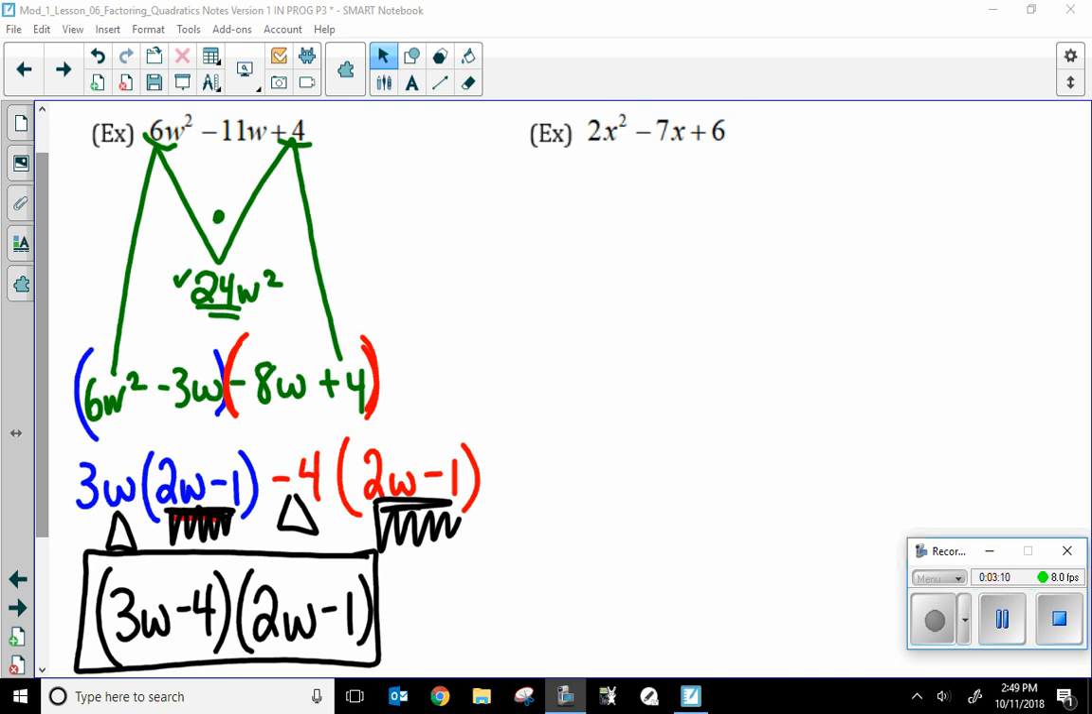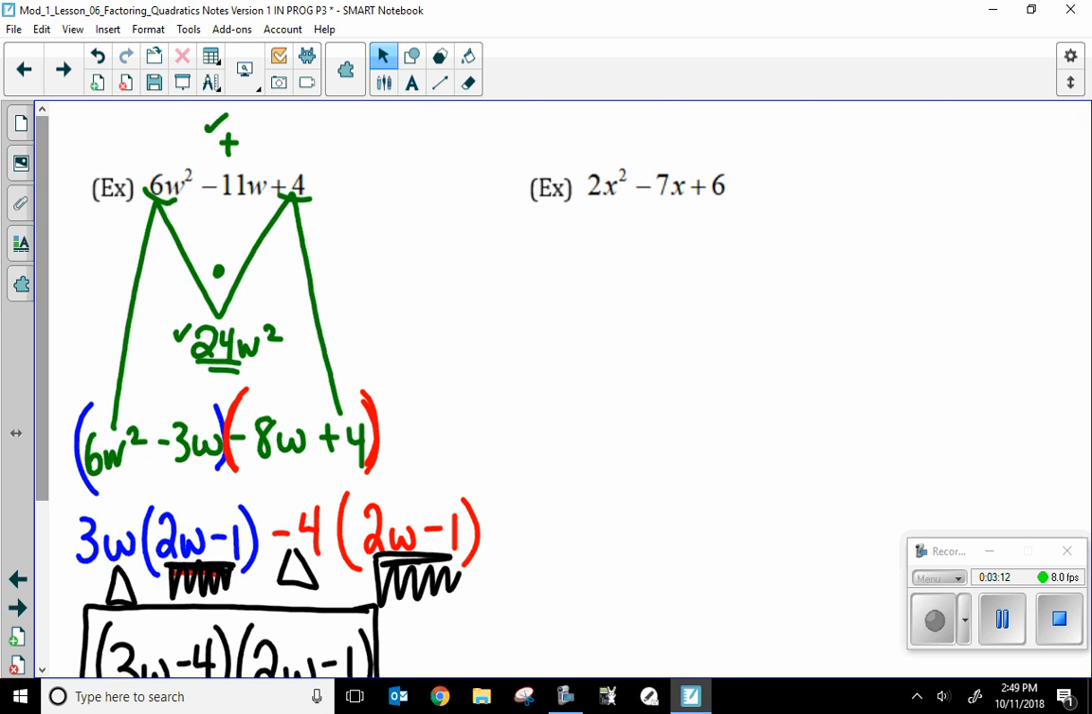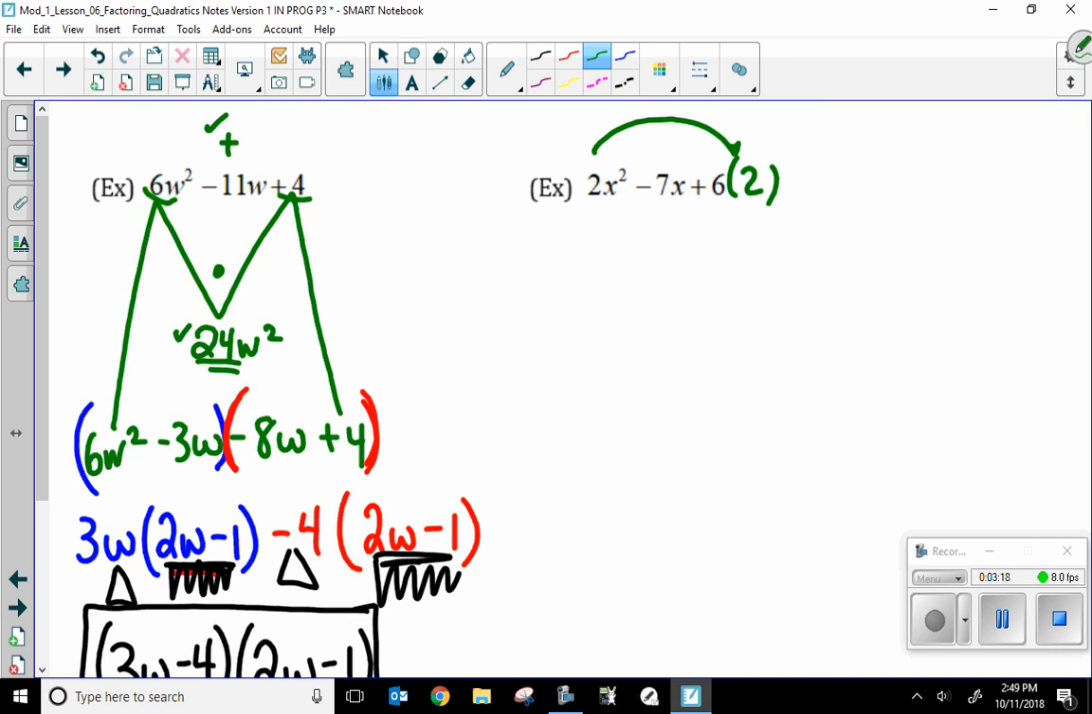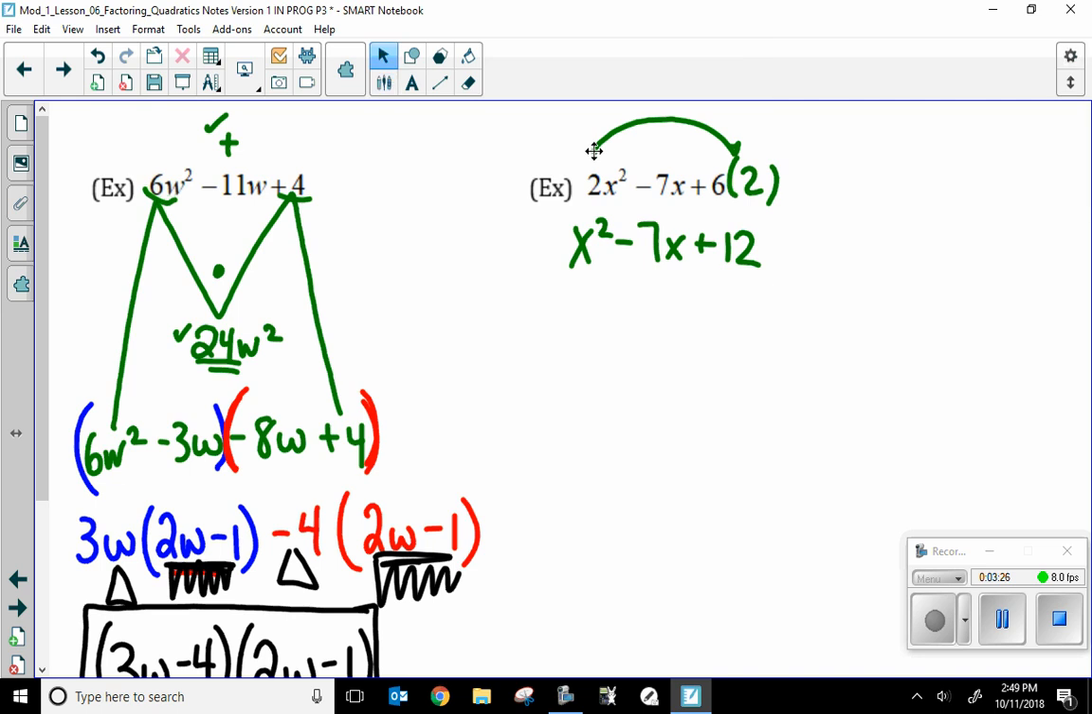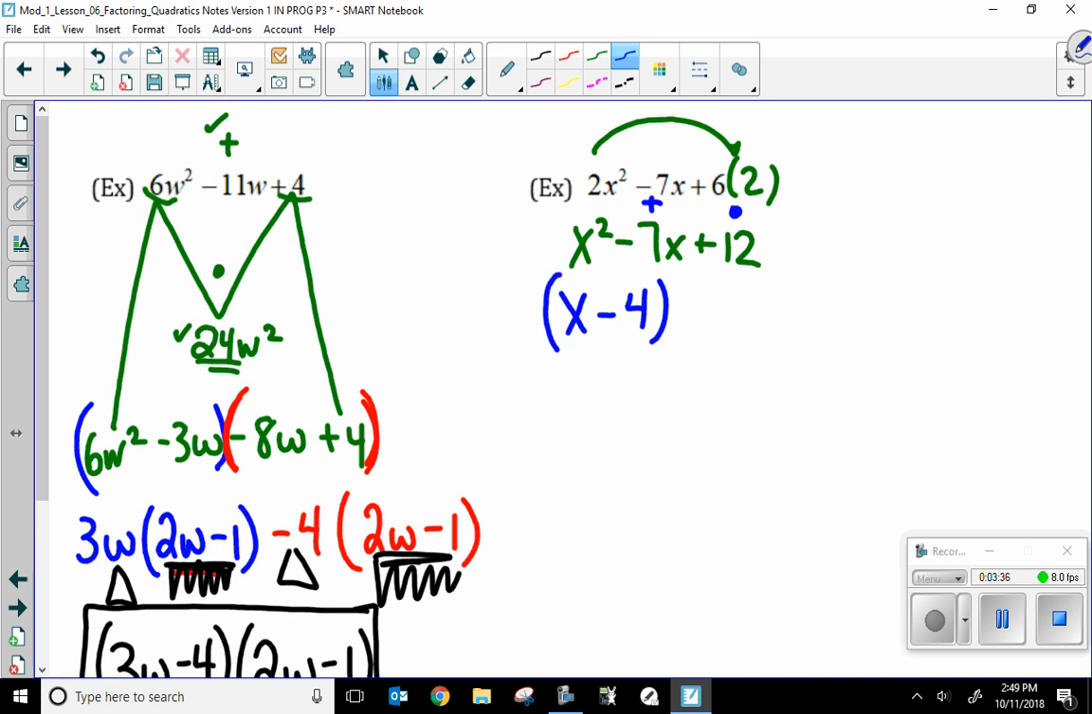Since I did the M method for this first one, I will do slip and slide for this next one. Slip the 2 out back, and I've got x squared minus 7x plus 12. Now I'm going to factor this like I would any other quadratic. Multiply to 12 adds negative 7. So it's x minus 4. And it's x minus 3.